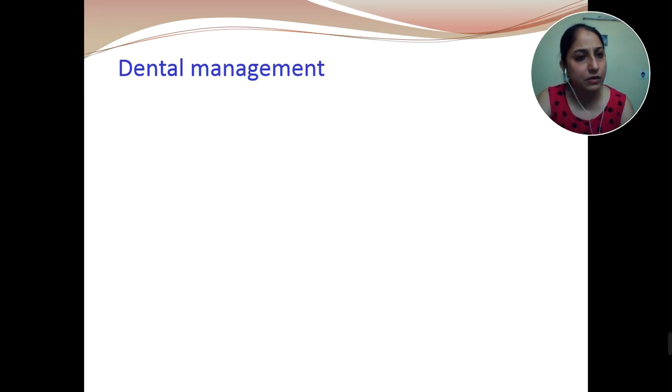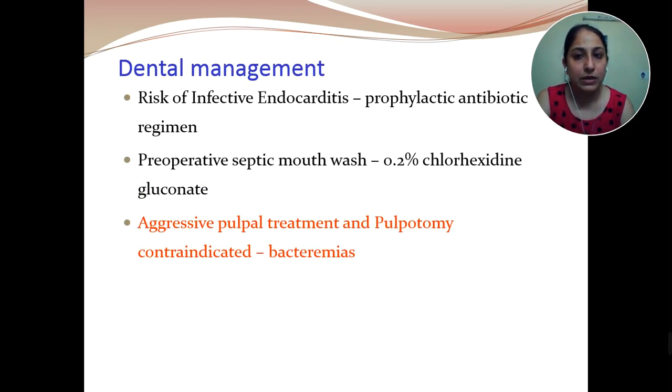Now, why is this significant in a dental operatory? They have an increased risk of infective endocarditis, that is, any infection in the body or the oral cavity might travel to the heart and lead to infective endocarditis, and hence these patients should be treated under a prophylactic antibiotic regimen. A preoperative septic mouthwash, that is 0.2% chlorhexidine gluconate, can be given to these children, and aggressive pulpal treatment and pulpotomy are generally contraindicated because of bacteremias.